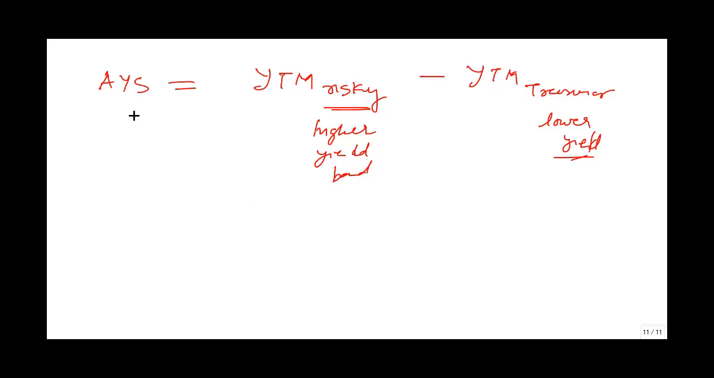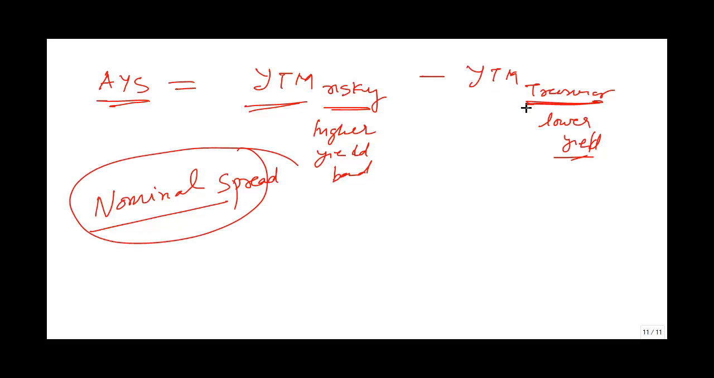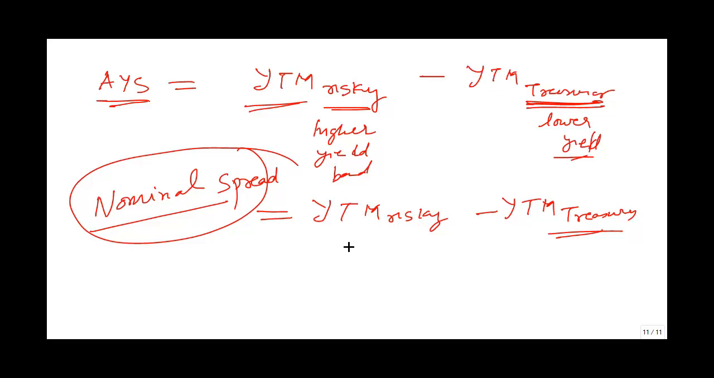So please note that this absolute yield spread is just taking the difference of the YTM. You will see later that this spread is also known as your nominal spread if you are comparing with respect to the treasury. So nominal spread is given as YTM of risky bond minus YTM of the treasury bond. So that is the definition of the nominal spread. If your treasury is the benchmark over here, then it becomes the nominal spread.